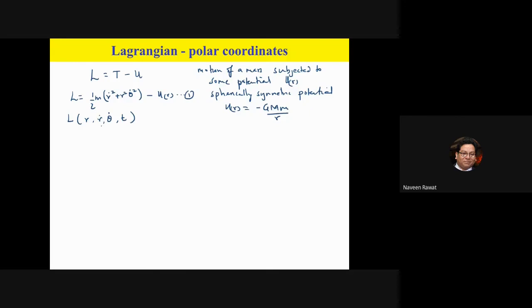So in essence, we cannot think of time as a variable. We know that as time goes on these quantities will change. So you can say that L is dependent on which coordinates? It is dependent on r and theta, and these are the generalized coordinates.